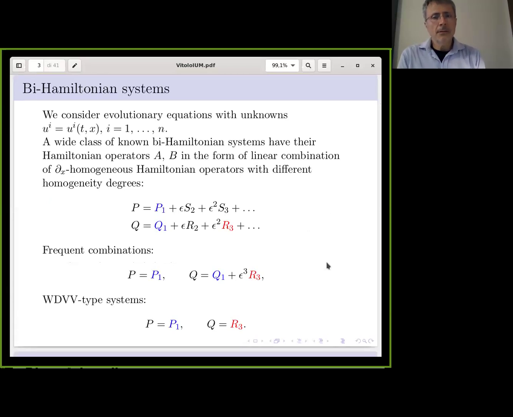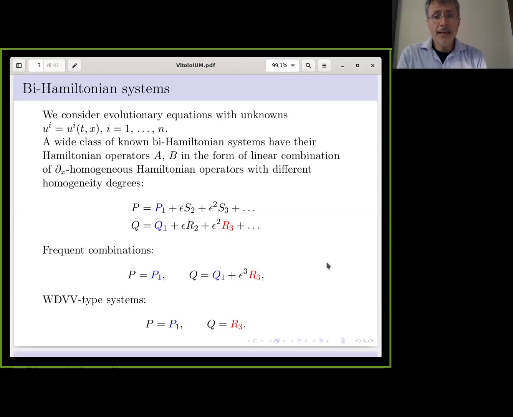Okay, so we consider evolution equations with an arbitrary number of unknown functions of two independent variables, so functions of t and x. We will consider systems of the following form. The Bi-Hamiltonian pair is made by a linear combination of many different operators, and such operators are homogeneous with respect to x derivative.